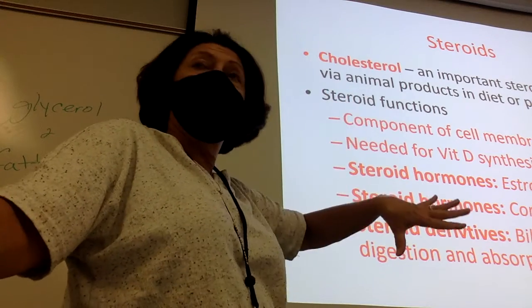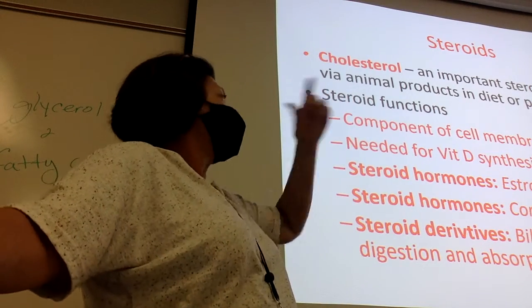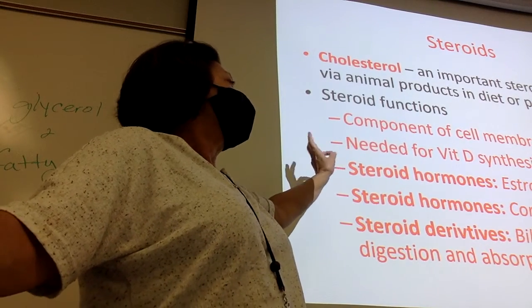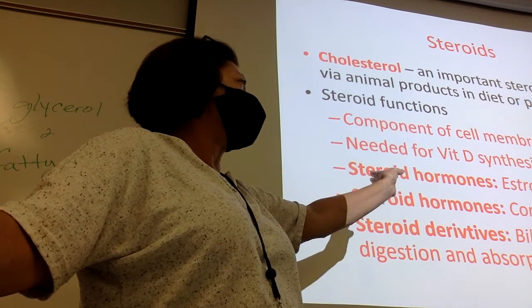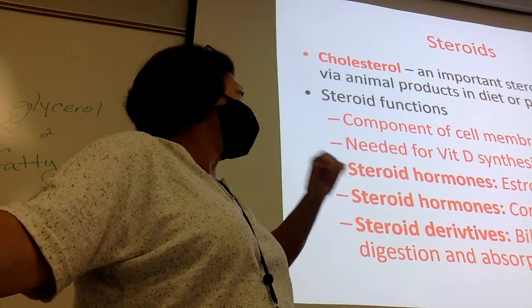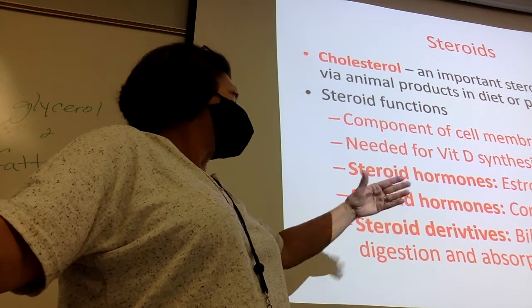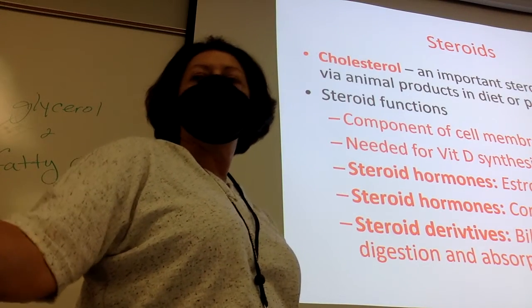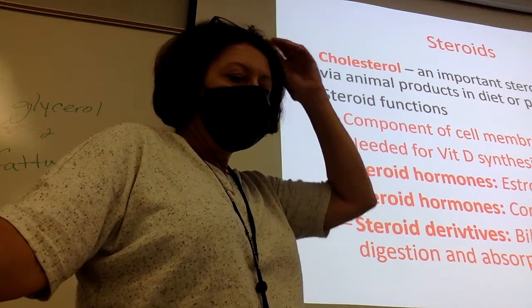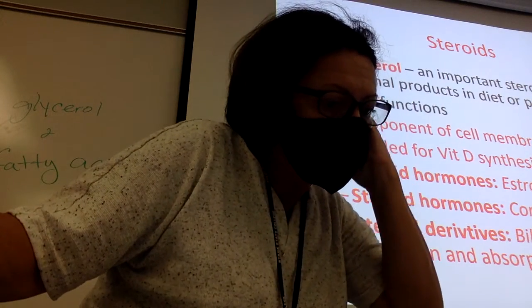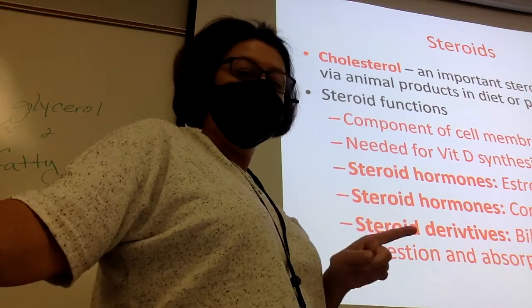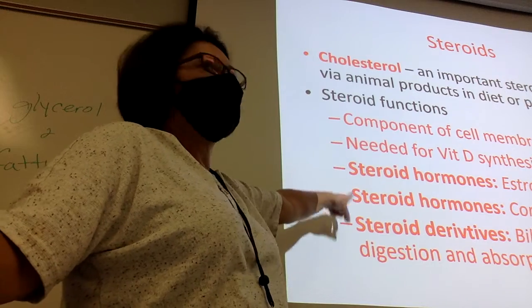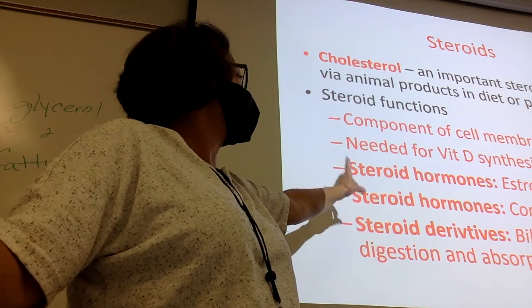Some of the hormones that we have in our body, some are steroids, some aren't. Steroid hormones are sex hormones. Estrogen and testosterone are sex hormones. You haven't even studied these yet, but corticosteroids and calcitriol are steroids. Bile salts are also steroid derivatives. So these are just some of the places that you will find steroids in your body. Something that you should definitely know is that steroids can form steroid hormones.